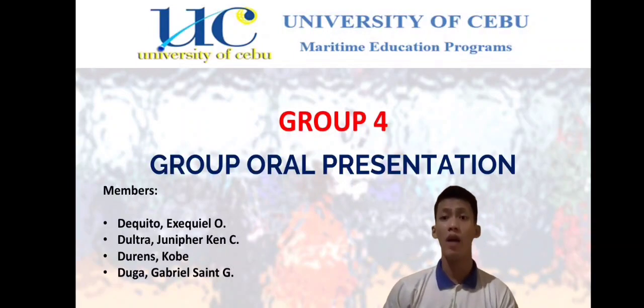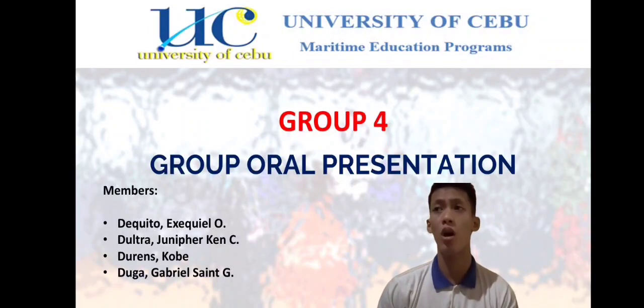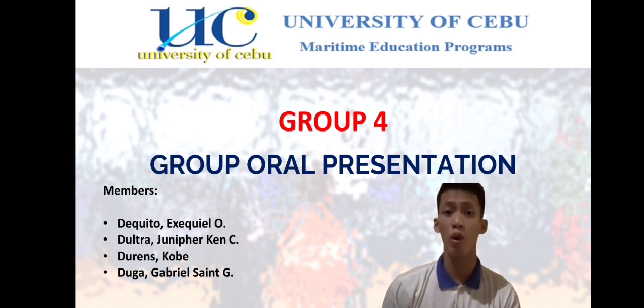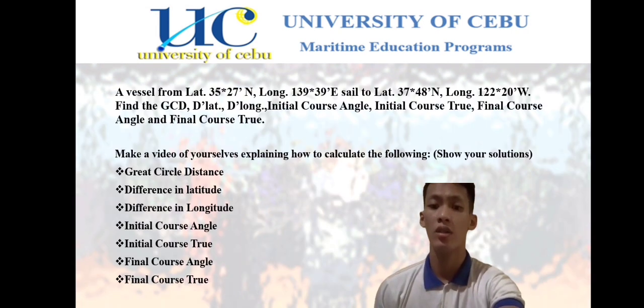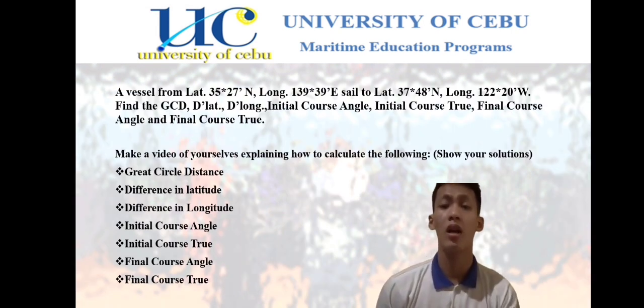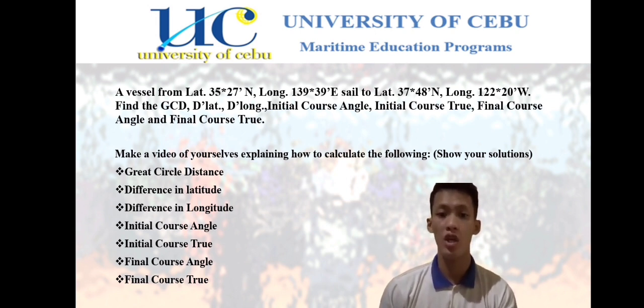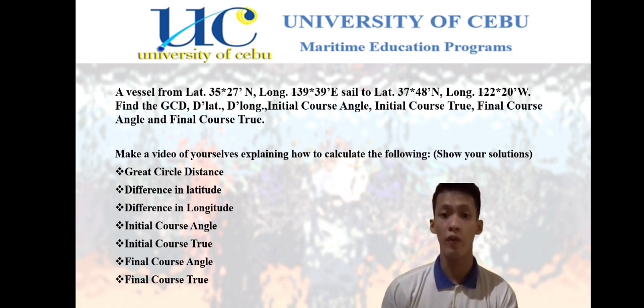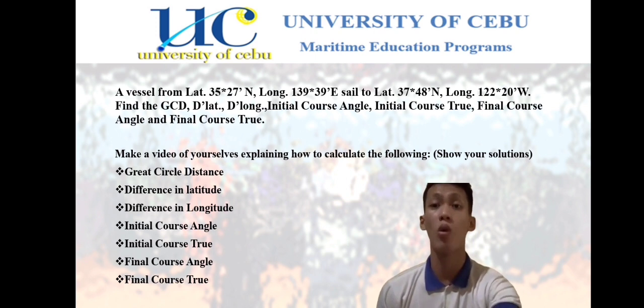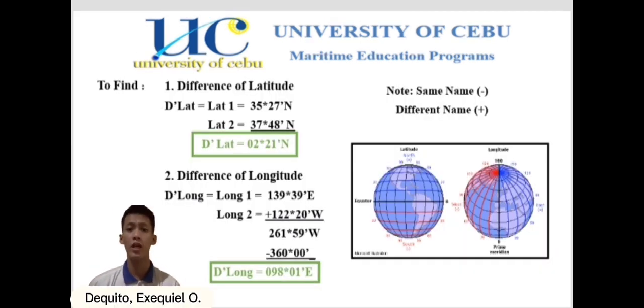So good day everyone, I'm Cadet Tikito and my co-members are Cadet Dultra, Cadet Dorens, and Cadet Duga. We are Group 4 and we are here to present our group oral presentation about the Great Circle Distance, difference of latitude, difference in longitude, initial course angle, initial course true, final course angle, and final course true. And my topic is the difference of latitude in number 1.